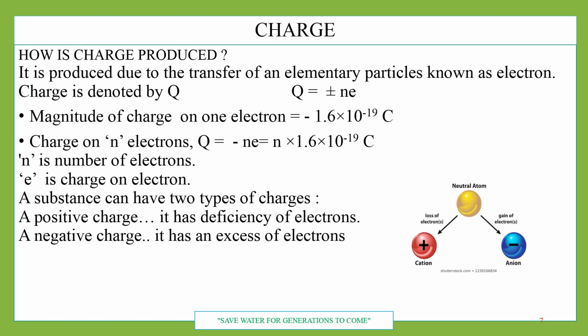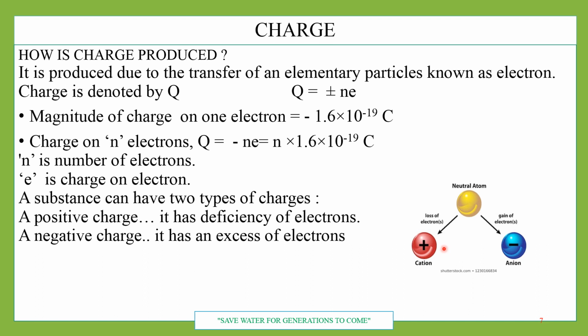See. Now the first topic is how charge is produced. I just discussed that when a plastic scale is rubbed with dry hair, it gets charged. So how is charge produced? Charge is produced through the transfer of elementary particles known as electrons. On rubbing, these electrons are transferred from one body to another body. We know that an atom is made up of three fundamental particles: neutrons, protons and electrons. But out of these three, electrons can be transferred from one atom to another, from one body to another. So it is a transfer of electrons.